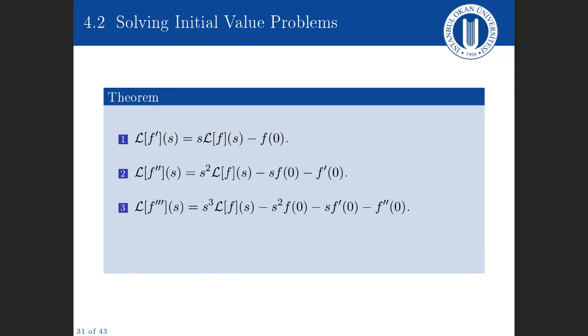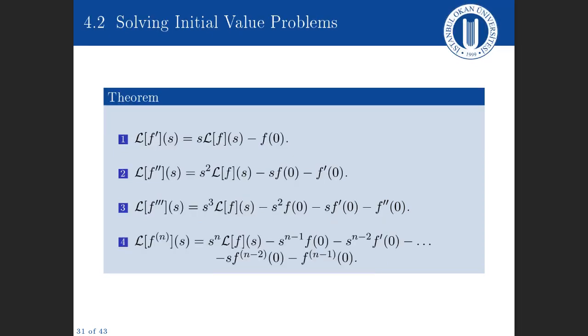And then the pattern is f at 0, f prime at 0, f double prime at 0, and so on. We could do the Laplace transform of 4 derivatives of f, or 5 derivatives of f, or n derivatives of f. The pattern is we start with s to the n, and then we go down to s to the n minus 1, s to the n minus 2, and so on. Always start with s to the power of the same number as the derivatives of f, and then decrease each term. From the second term onwards, we do f of 0, f prime of 0, f double prime of 0, f triple prime of 0, and so on.